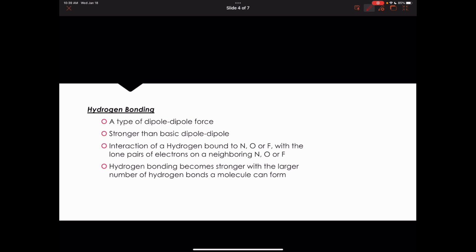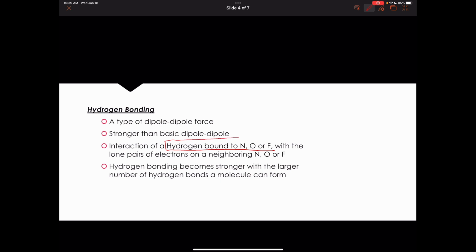So we've talked about two forces so far. Dispersion, we find in everything. Dipole-dipole, we find in polar molecules. Next, we have hydrogen bonding. Hydrogen bonding is a type of dipole-dipole force. It's stronger than our basic dipole-dipole, and it's the interaction of a hydrogen bound to nitrogen, oxygen, or fluorine.